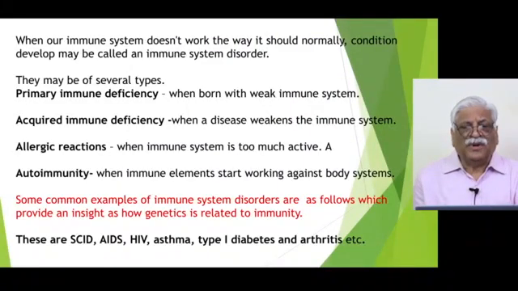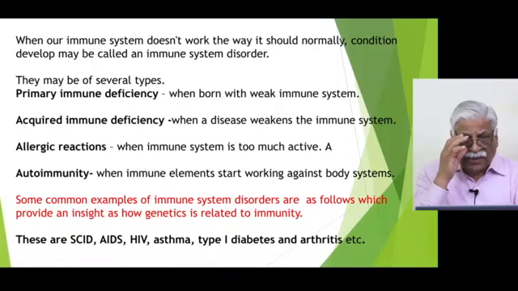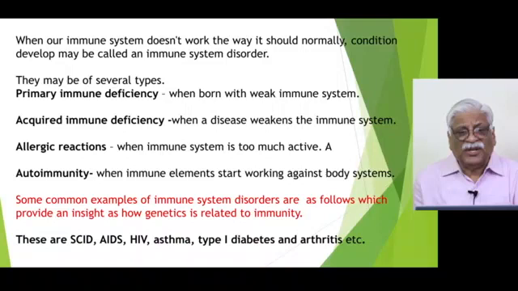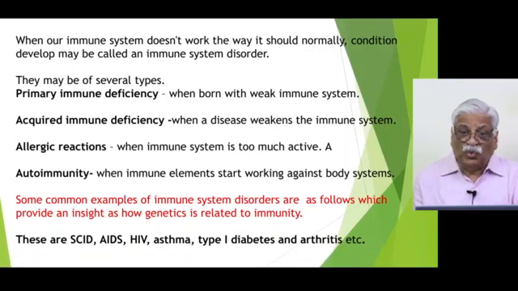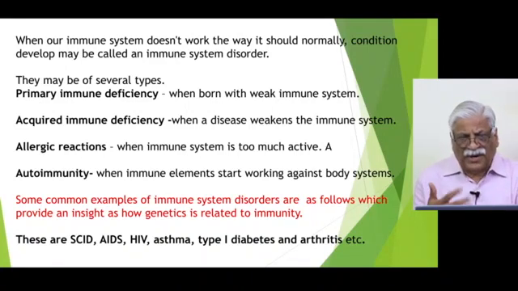When our immune system doesn't work the way it should normally, the condition may be called an immune system disorder. They may be of several types. Primary immune deficiency, when born with a weak immune system. Acquired immune deficiency, when a disease weakens the immune system in our body, as you can see in many cases. Allergic reactions, when the immune system is too active, and it gets active when it comes in contact with pollen or dust or mold, or other things.